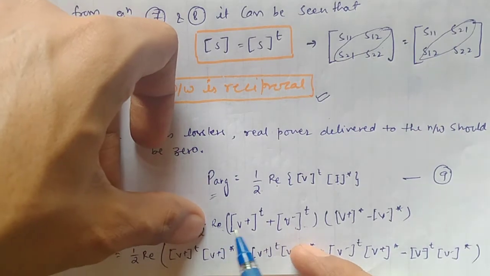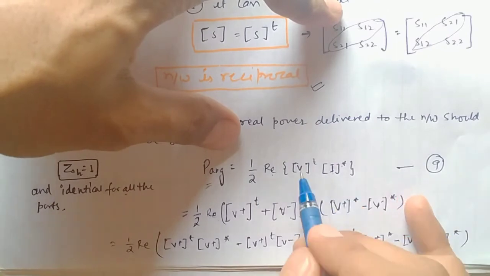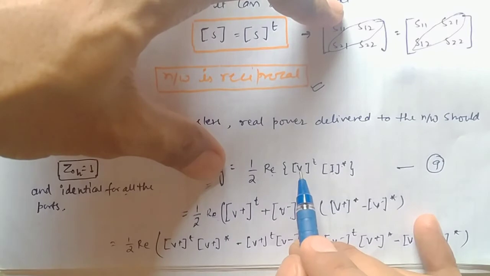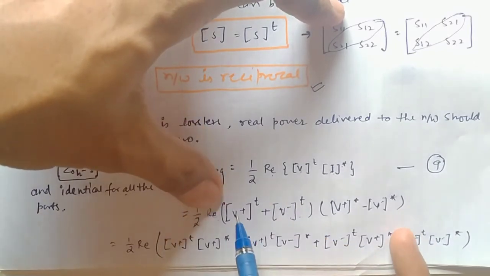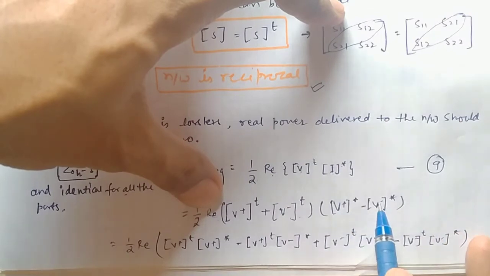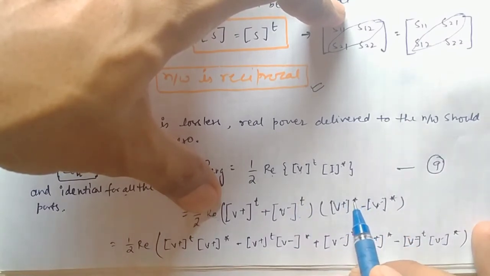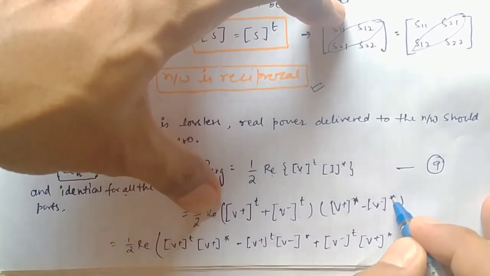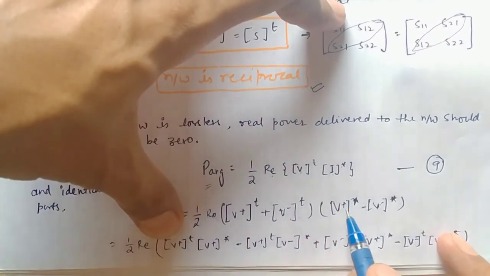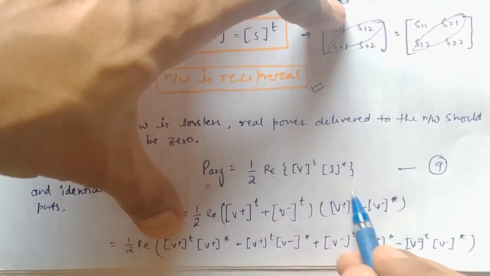Now half of the real part, and now we are going to open this. Both voltage and current are summations of incident and reflected voltage. We know that the voltage can be written as V plus plus V minus, and the current can be written as V plus minus V minus. For transpose we add a T here, and for conjugate we denote it with a star symbol. So half of the real part of (V plus transpose plus V minus transpose) times (V plus conjugate minus V minus conjugate). This is V transpose and this one is I conjugate.